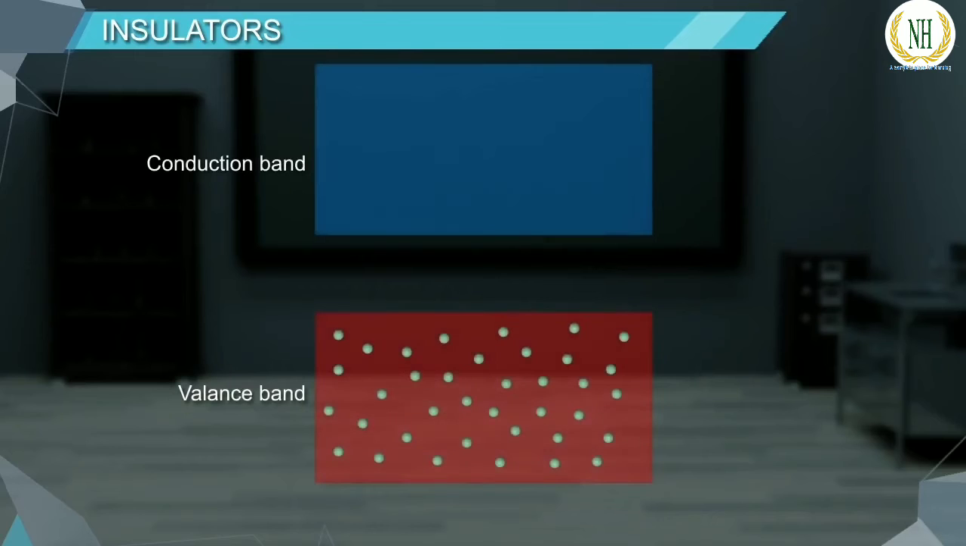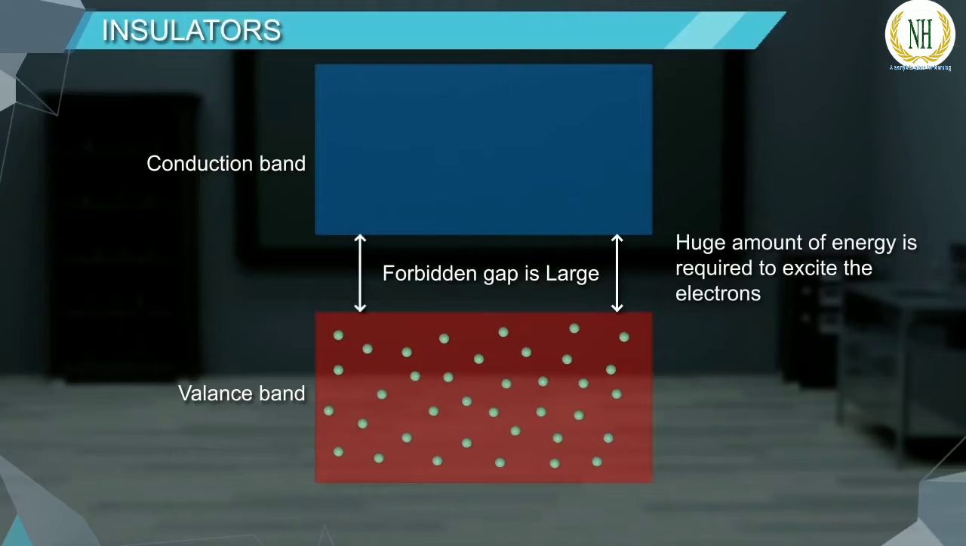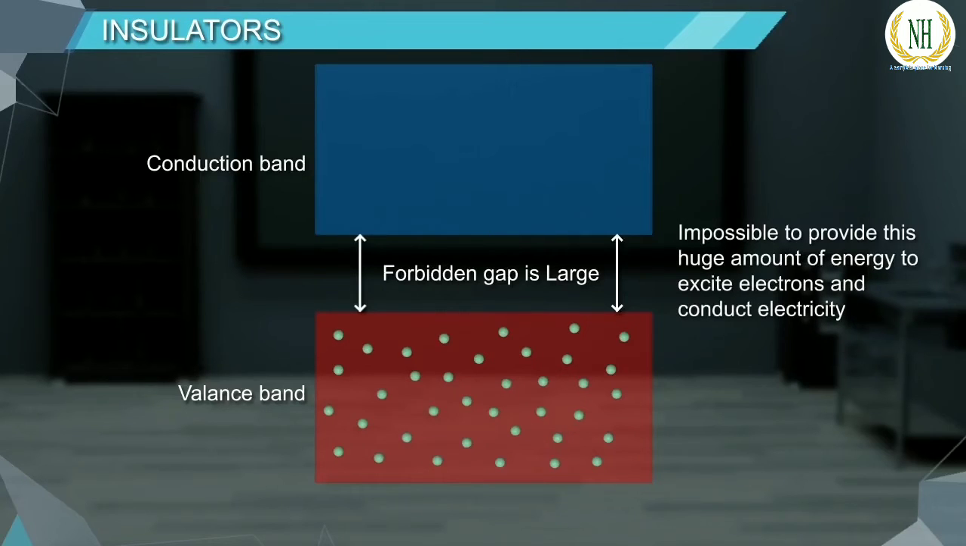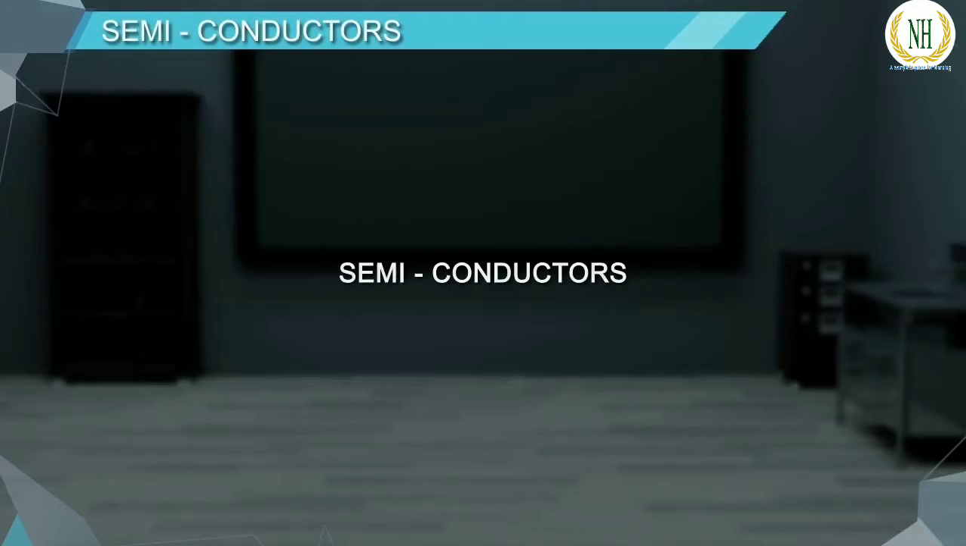In these solids, the valence band is full while the conduction band is empty. Even the forbidden energy gap between the valence and conduction band is large. As a result, a huge amount of energy is required to excite the electrons to the conduction band. Practically, it is impossible to provide this huge amount of energy to excite electrons and conduct electricity. Therefore, most of the non-metals are insulators.